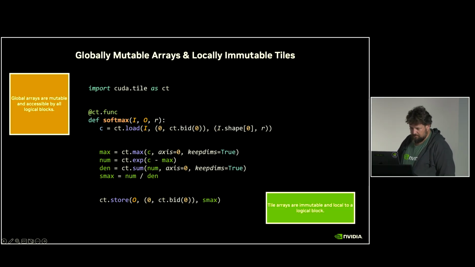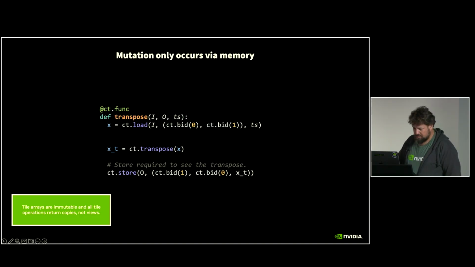Global arrays are mutable and accessible by all logical blocks. So any block can come in and store back to your block, and the compiler will do the dependency analysis to schedule it out correctly. Arrays are immutable in the sense that everything returns a copy and not a view, sorry. It's an important thing to get right. So if I call a transpose there, that's now a copy, not a view. So we do differ a little bit from some of the NumPy decisions. Then I can store back. If I do some operation like a transpose, I still have to store back onto my memory systems.